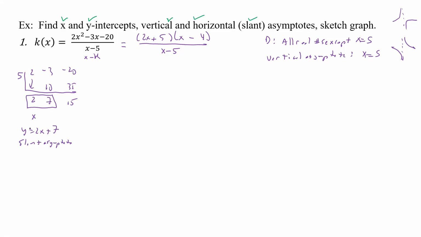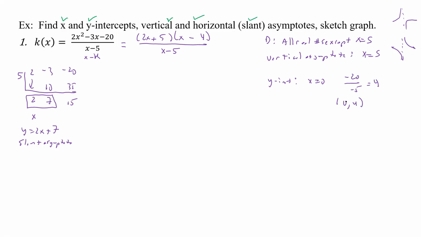Do we have any intercepts? So let's look at our y-intercept. And so we'll have x equals 0. If we have x equals 0, we have 5 times minus 4. So that's going to give us minus 20 over a minus 5. So that's going to give us a 4. And so 0, 4 is going to be our y-intercept.